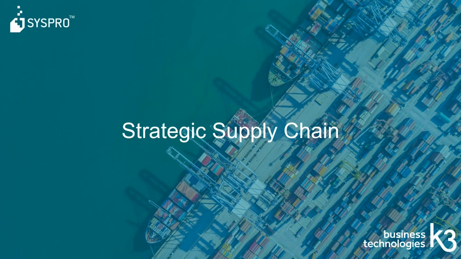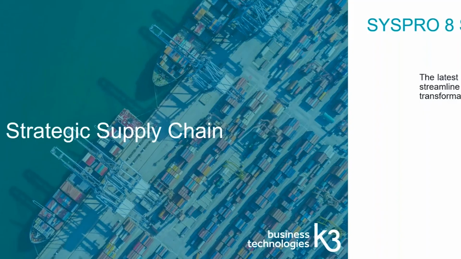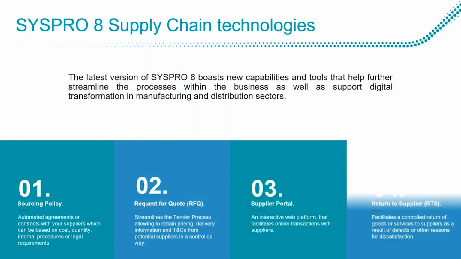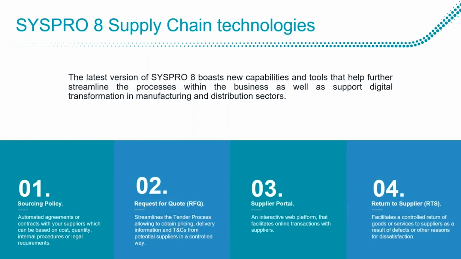You know, we've got fantastic functionality when it comes to identifying what we've got on hand, identifying with our MRP what we need, how quickly we can get it, what our lead times are. But we've continued to expand on that and build out. Some of the technologies that we've added on the supply chain side of things, we've introduced a sourcing policy, the ability to request quotes when you're out in a tendering process, a portal for your suppliers to start interacting with you. We introduced that with the last release, as well as the ability to return to suppliers.